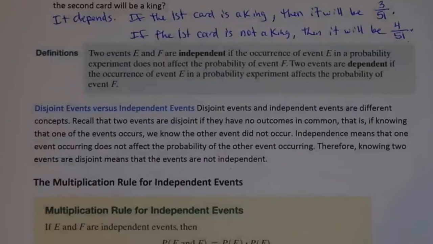Two events are disjoint if they can't both happen at the same time. Two events are independent if the occurrence of the first event doesn't affect the probability of the second event. They're not the same thing, so you've got to make sure that you are keeping those straight. Typically, you're going to be concerned about whether two events are disjoint if you're looking at the addition rule. If you are worrying about whether or not two events are independent, that's going to involve a multiplication rule.